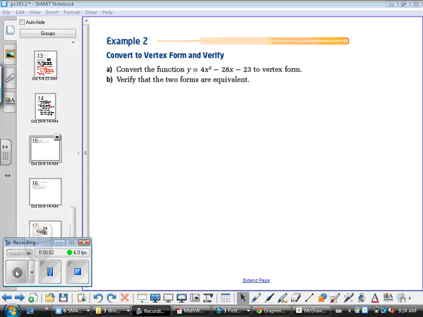All right, example 2 in 3.3 is going to ask us to convert the function to vertex form. It's given in standard form. We're going to do that by completing the square, and then verify that the two forms are equivalent, and we'll look at a couple of ways to do that. Okay, so we'll start.